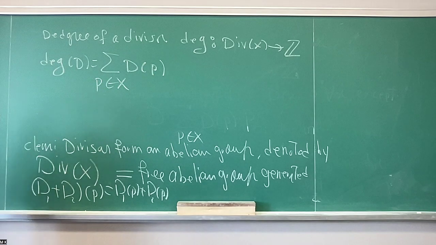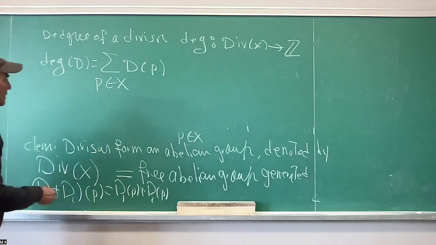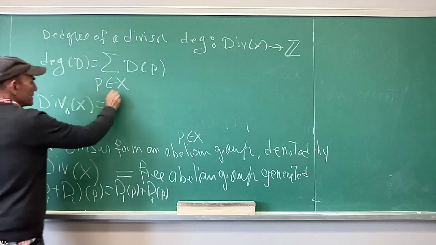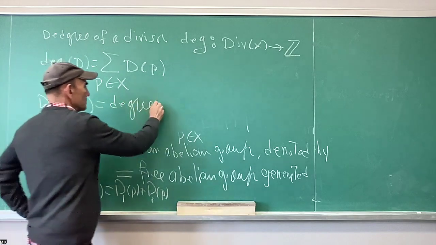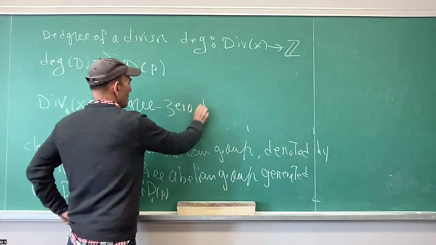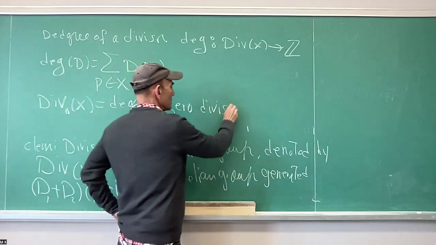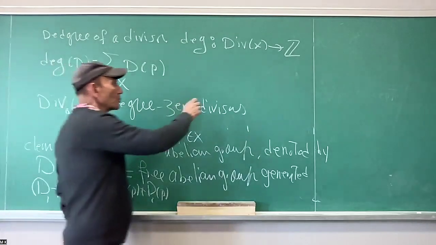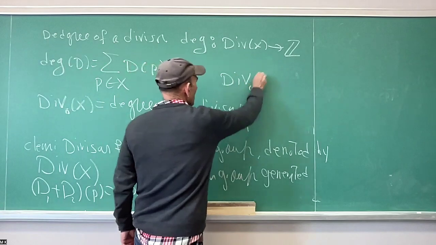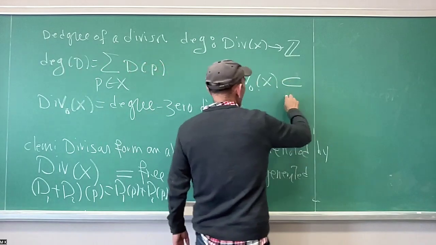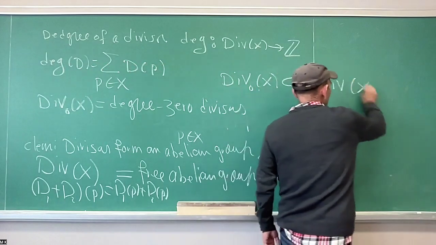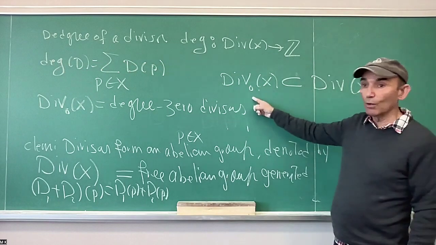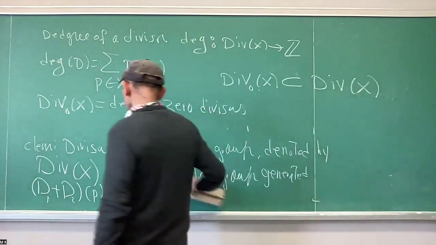And the kernel of this degree function is called, obviously, the degree 0 divisors. So div 0 of X is called the degree 0 divisors. Okay. So we have this subgroup div 0 of X, which is a subgroup of div X. Now I define a subgroup of div 0, which is the following thing, the principal divisors.